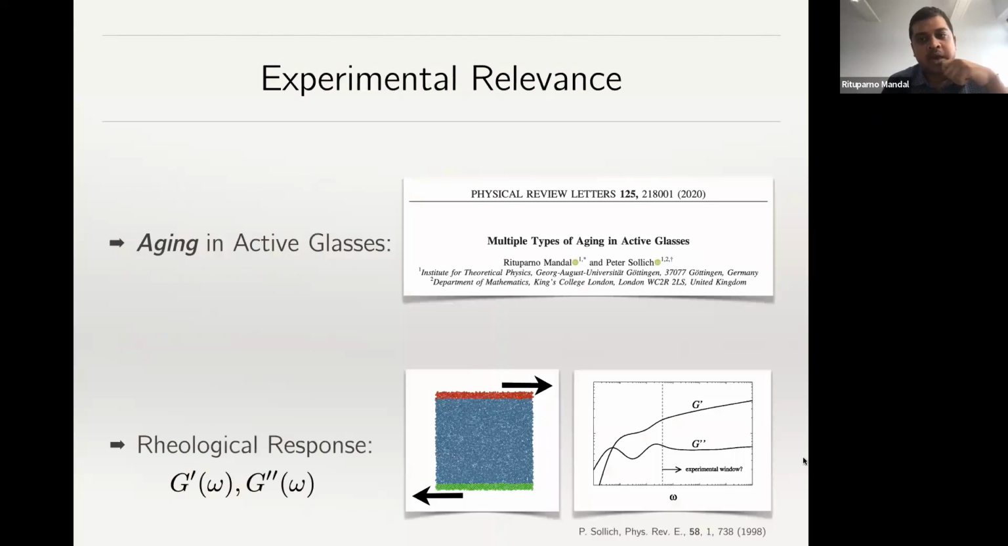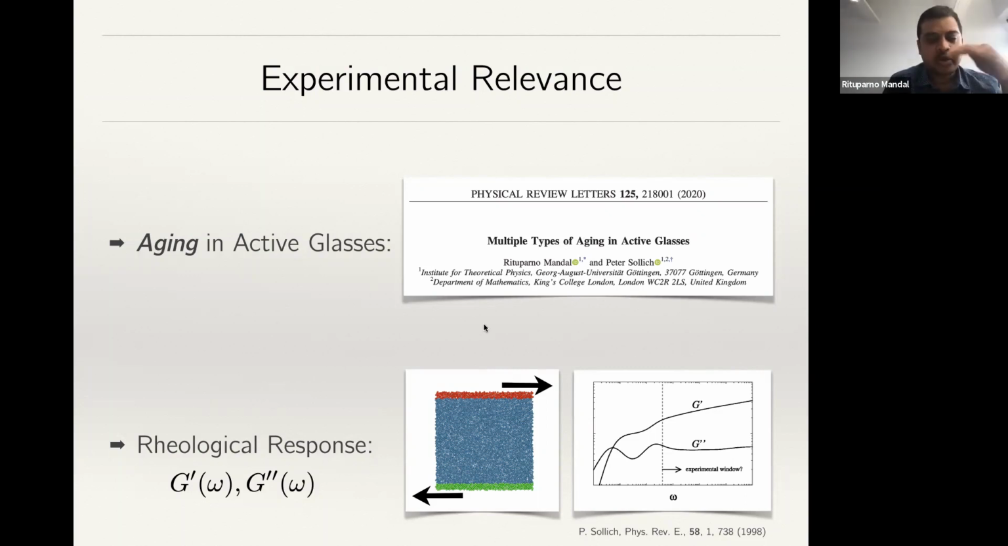We recently looked at how aging happens in this kind of dense active material. Aging is a unique feature that you see in glassy material close to the glass transition. The system doesn't go to an equilibrium state, but rather keeps on changing its behavior over long times. What we wanted to ask in this work is whether you see similar aging behavior as in passive glasses or not. And we saw that there are some different, interesting types of aging in these active glasses. So it's an interesting question for experiments: if you do an experiment with active colloids, whether you are going to see similar aging or there are new features coming.